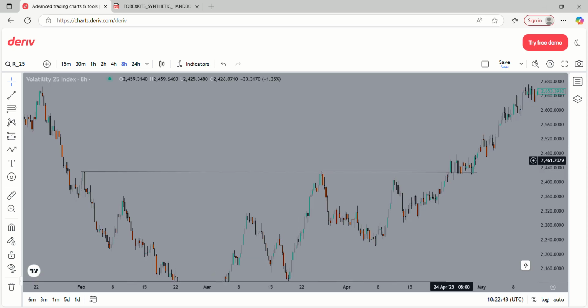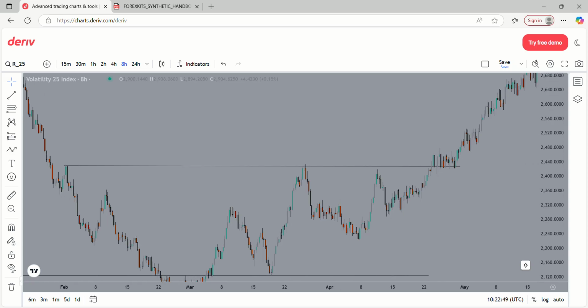I hope that you have gotten the idea to this point. And moving forward, we'll talk about breakouts too. But before that, I want to just give you some functions of support and resistance. What do we use support and resistance to do? The first thing we use support and resistance to do is, number one, we use it to enter a trade.